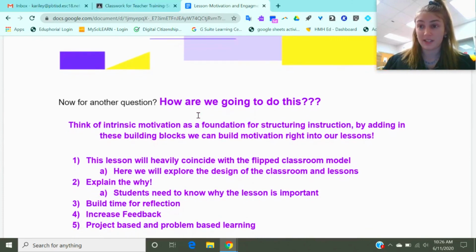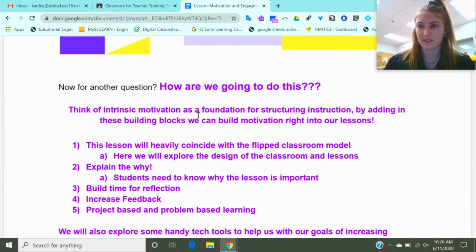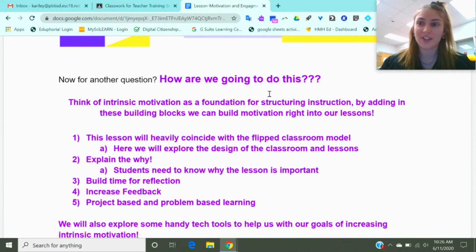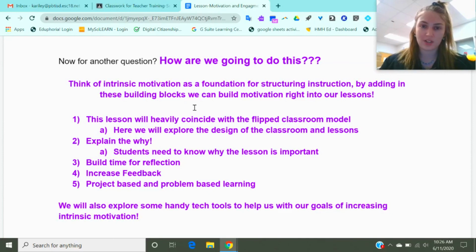So here are some things to consider, because our next couple lessons, the flipped classroom model and our tech tools, are really what we're going to use to build these lessons. If it's still not making sense to you now, don't worry. Hopefully by the end of this PD class, it will. Okay. And so that brings us to another big question. How are we going to do this, right? Think of intrinsic motivation as a foundation for structuring instruction. So we're going to add some of these foundational blocks into our lesson.